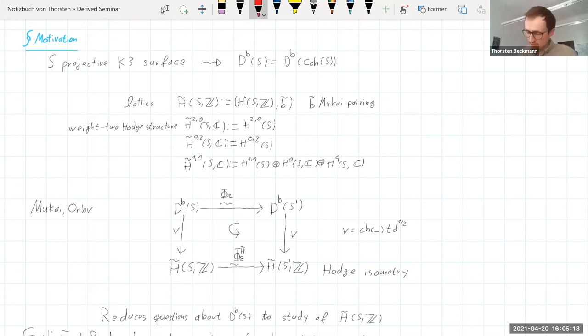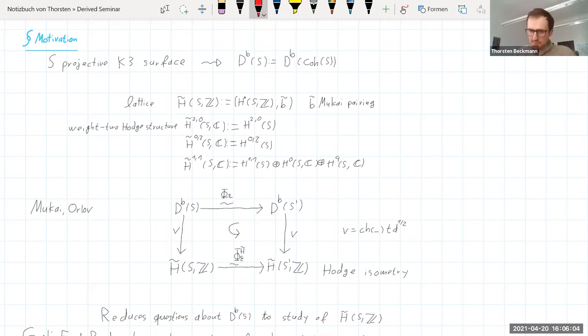Another thing I want to highlight, because that is our quest in this talk to find out: when we have this derived equivalence between two K3 surfaces and this Hodge isometry, these are linked by the Mukai vector. For an object, we can take its Mukai vector, which is just taking the Chern character and multiplying it with the square root of the Todd class. That means this isometry is not just an abstract isometry, but it also relates geometric properties of the element. The Mukai vector of the element is sent under this isometry to the Mukai vector of the image element. This is a really nice story.